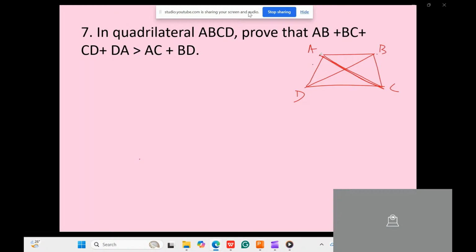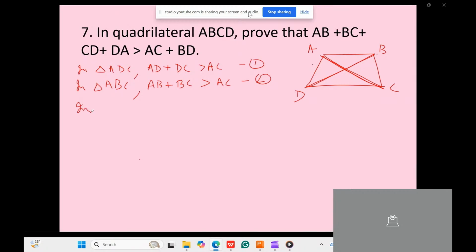So let's take first, AC as a diagonal. So if AC is my diagonal, then I will have two conditions. So first, in triangle ADC, I can write AD plus DC is greater than AC. Let me call it 1. Then in triangle ABC, I will have AB plus BC greater than AC again.